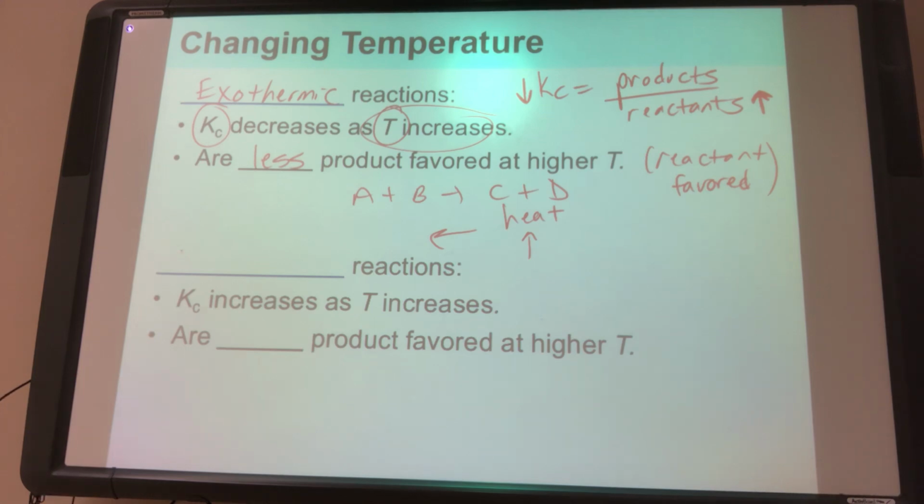All right, let's do endothermic. Endothermic reactions: A plus B goes to C plus D. If it's endothermic, I need heat, so heat would be like a reactant. Kc is products over reactants.